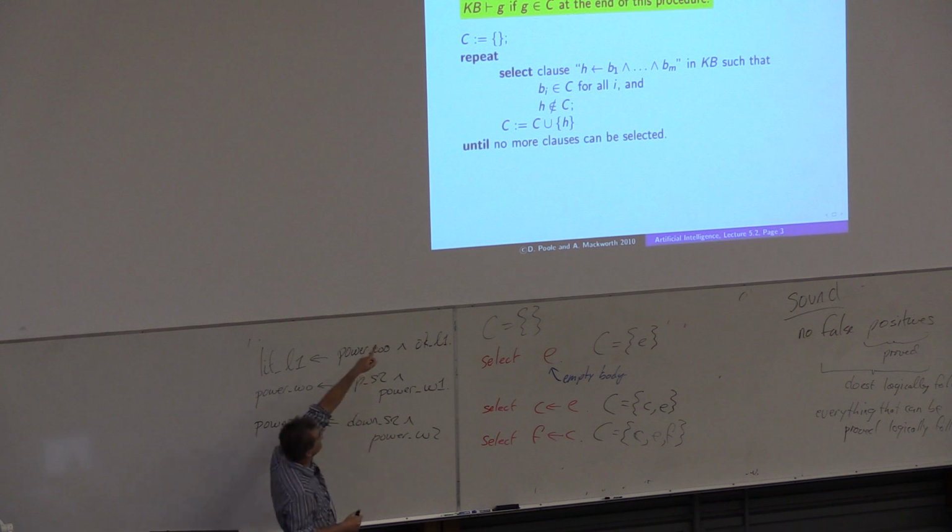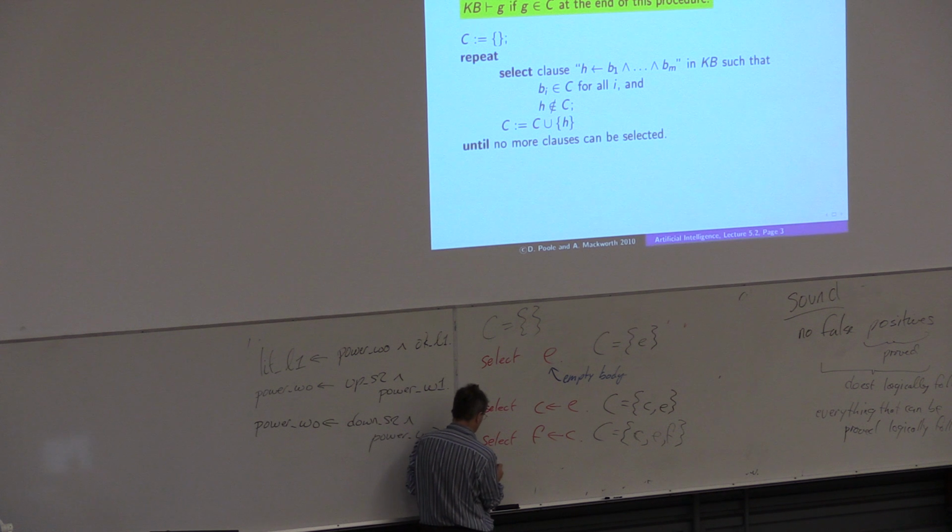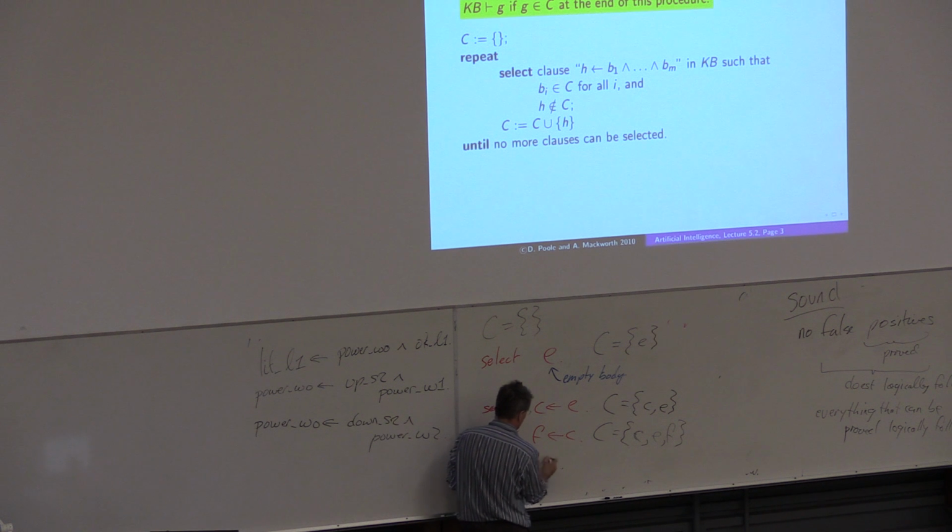Now I'm going to go through that loop. I've done that. I added it to C. Now I'm going to go through this loop again. I'm going to select a clause. What clause should I select? Someone said J if C, right? And now what's C equal to?